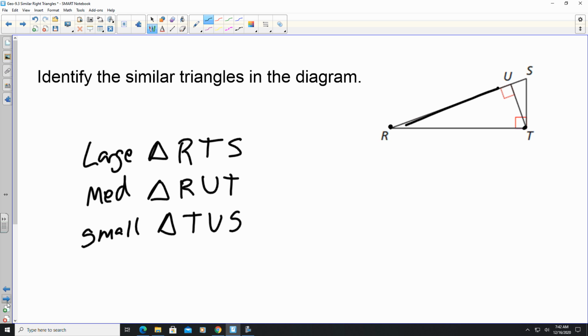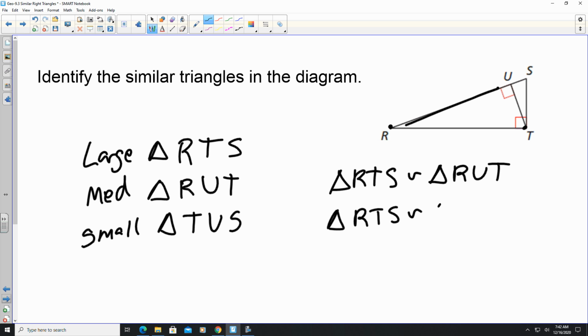To write these similarity statements, I'm going to say that first off, triangle RTS is going to be similar to triangle, I'm going to use the medium, RUT. Then I'm going to say that triangle RTS is going to be similar to triangle, the small one, TUS. And then finally, triangle RUT is similar to triangle TUS. So there's going to be three similarity statements that get written with respect to those triangles.